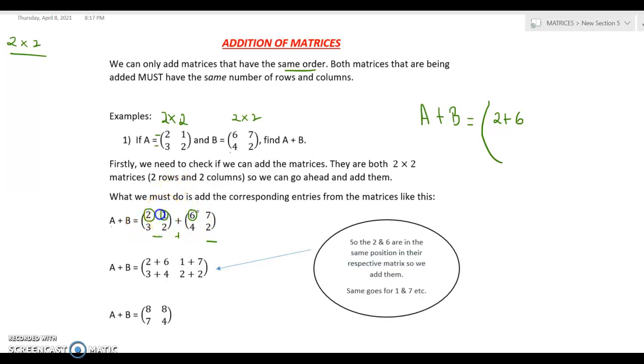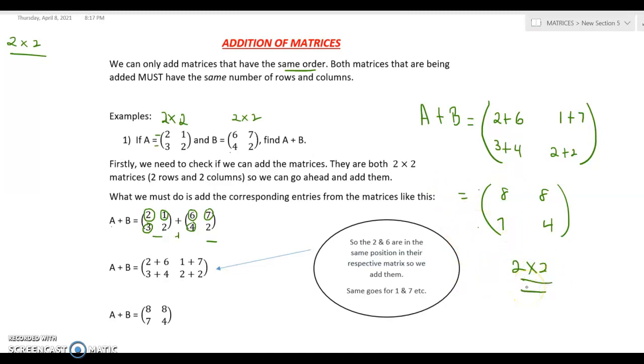The second one plus the second one. So 1 plus 7. And then do the same thing at the bottom. 3 plus 4. And then the last, 2 plus 2. So we will get, just add the numbers, 8, 8, 7, and 4. If you realize, my answer is also a 2 by 2 matrix, 2 rows, 2 columns. And that's it. You just add the corresponding entries. We're going to do more examples, so don't worry.